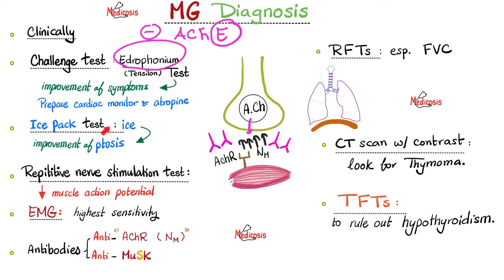You can also use the ice pack test. You can notice the droopy eyelids of the patient, and then after you apply ice, the drooping improves. Remember that repetitive nerve stimulation will make myasthenia worse by decreasing the muscle action potential, and we can find this in EMG or nerve stimulation test. EMG is the most sensitive test for myasthenia gravis. Serum antibodies can reveal anti-acetylcholine receptor antibodies or anti-MuSK antibodies.